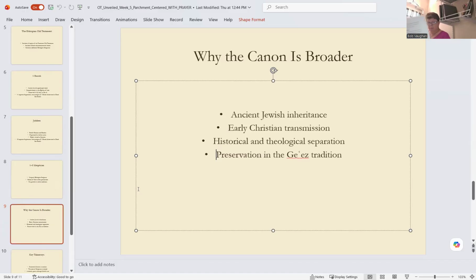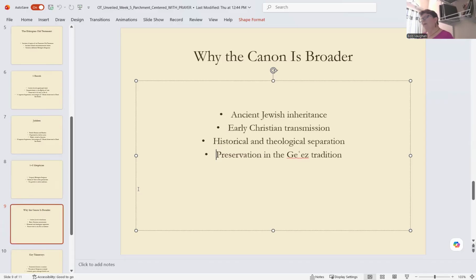So the Ethiopian canon was developed outside of the doctrine and textual debates of the Roman and Byzantine worlds. So they just continued to use this full set of writings that they had.